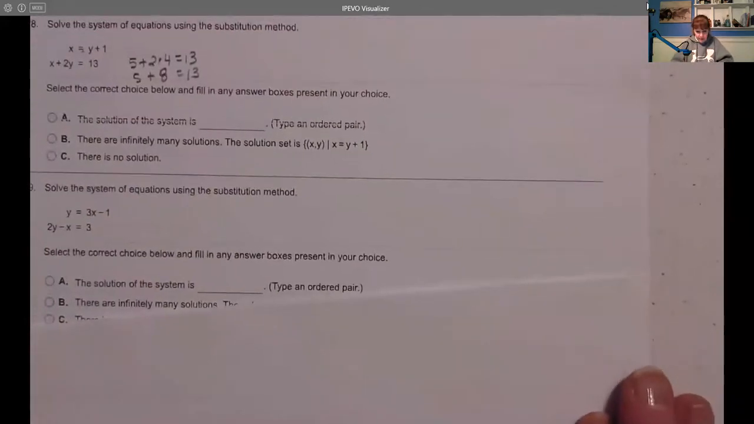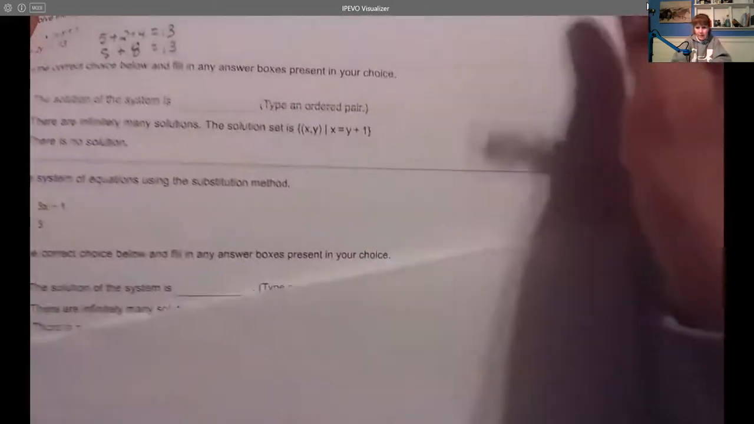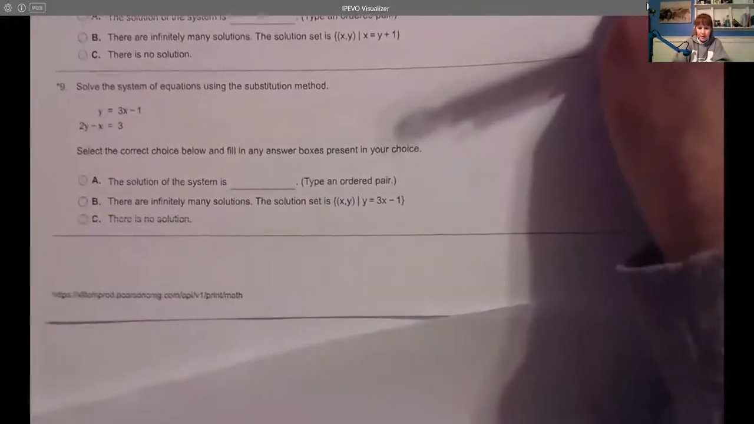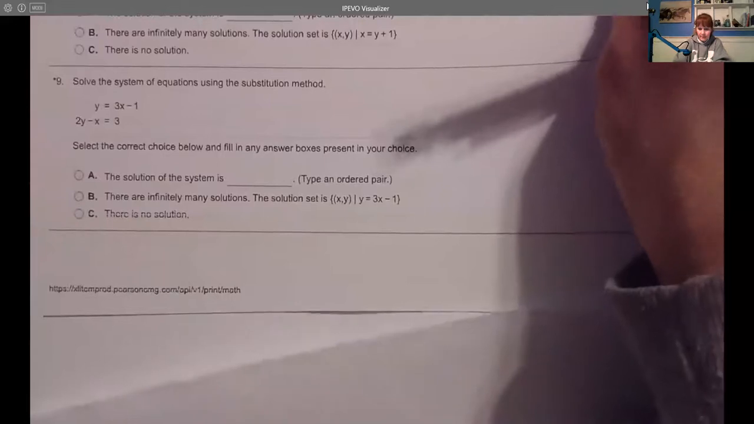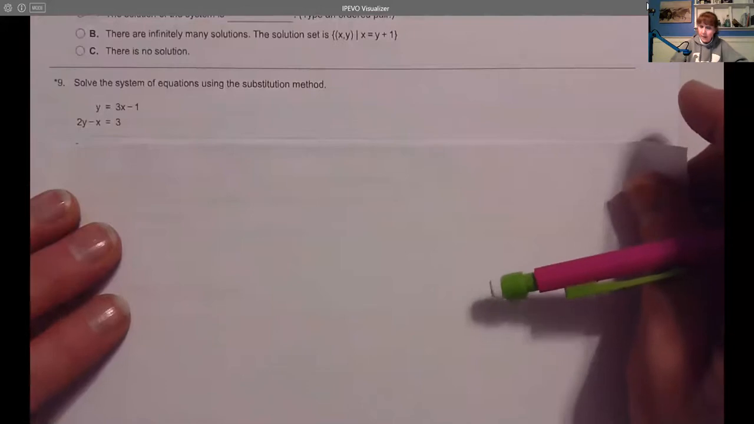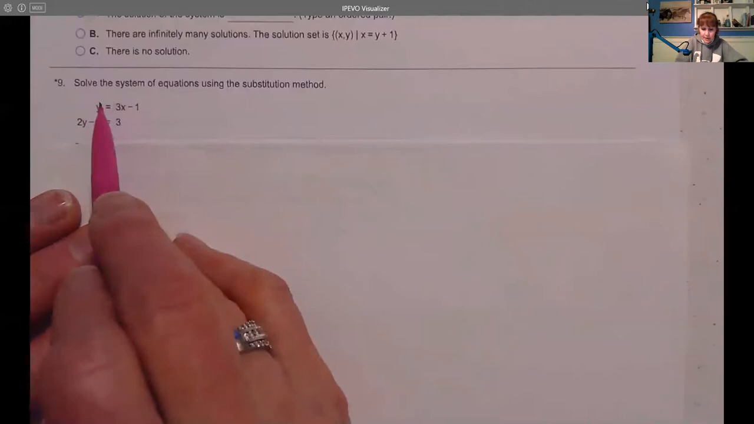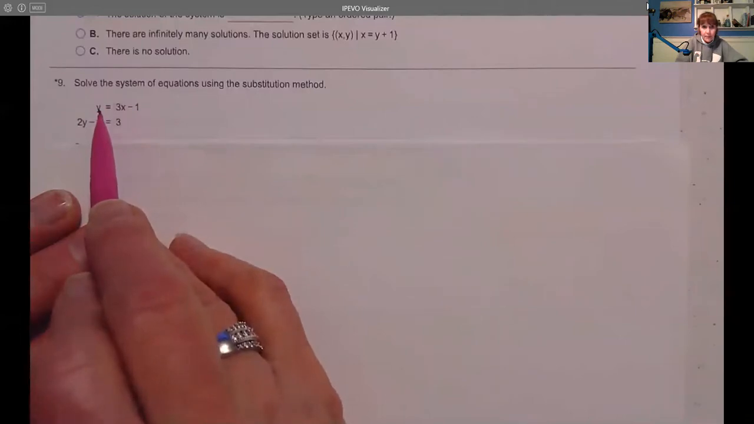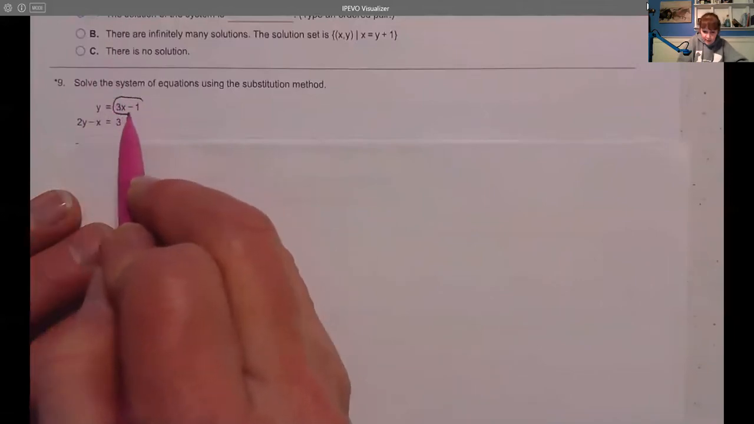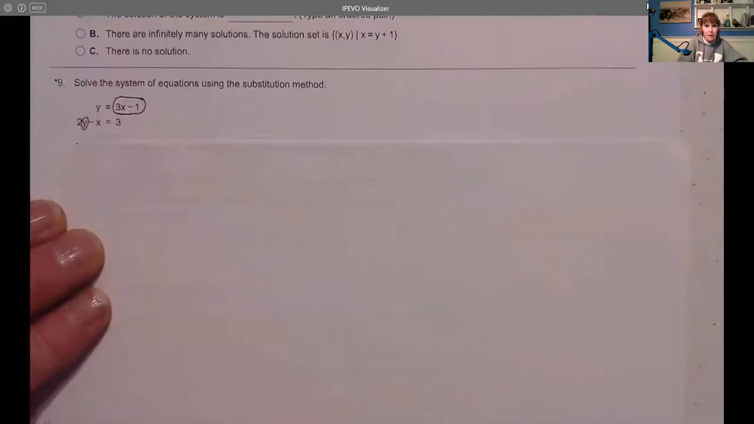Okay, let's try another one on our substitution method. This one's a little bit more complicated, but it's not much. And this will be the last one we do for substitution. Then we'll look at the elimination method. Again, this is a prime candidate for the substitution method because one of the equations has one of the variables by itself. So I'm going to take this here. y is equal to that. So in the other equation, I'm going to make the y 3x minus 1.